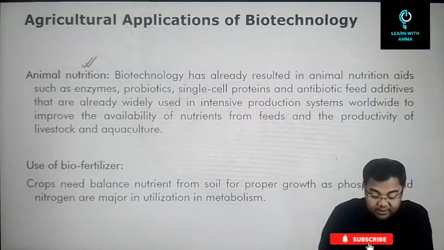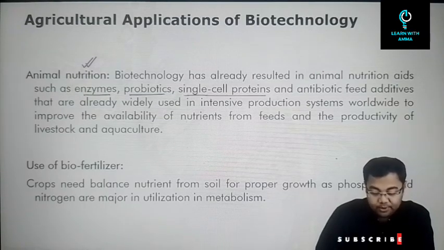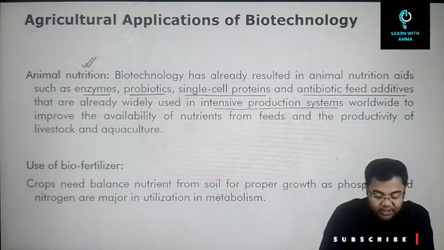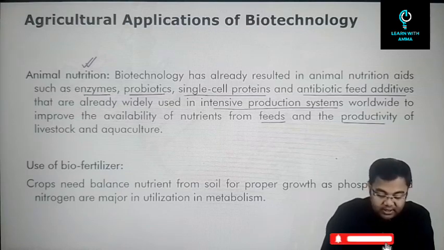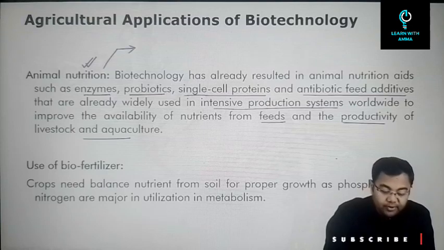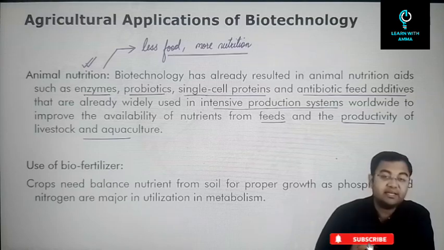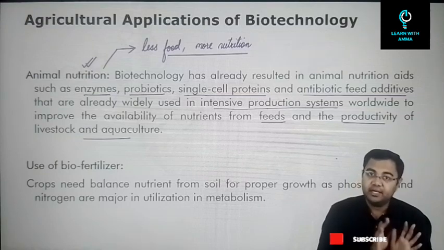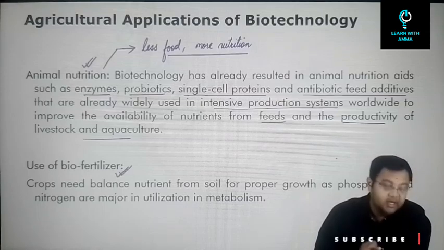Biotechnology has already resulted in animal nutrition aids such as enzymes, probiotics, single cell proteins, and antibiotic feed additives that are already widely used in intensive production systems worldwide to improve the availability of nutrients from feeds and the productivity of the livestock and aquaculture. So what do we want? We want less food, more nutrition. For our animals, what we need is less food and more nutrition, so that even in a limited supply of food, they can get enough of the nutrition that is required for their daily activity. Then the next is use of biofertilizer.